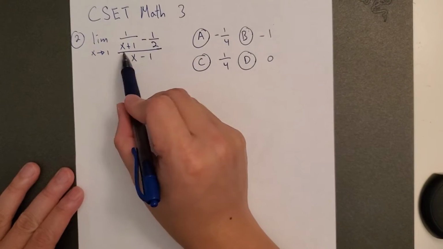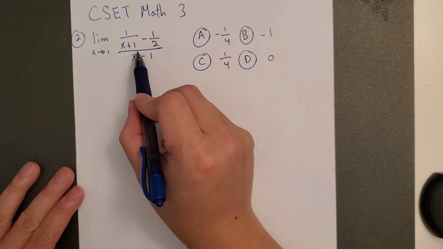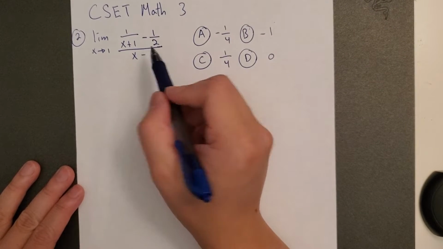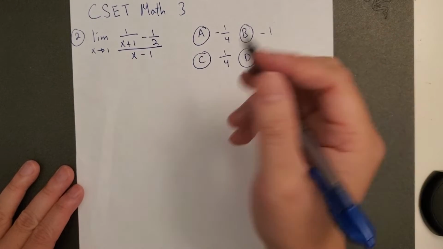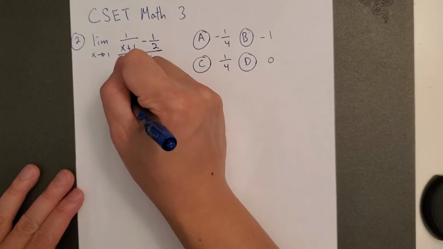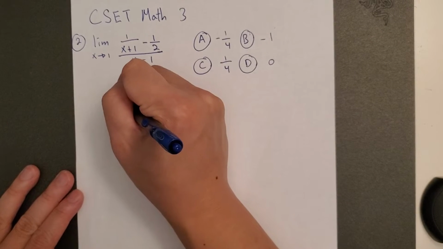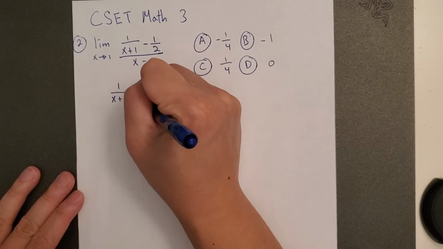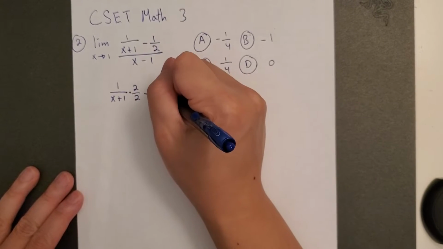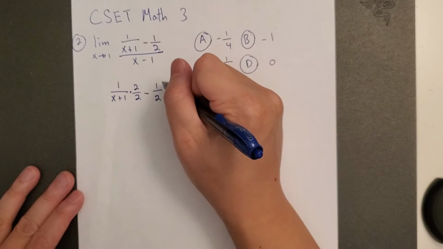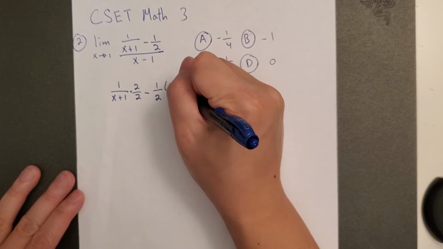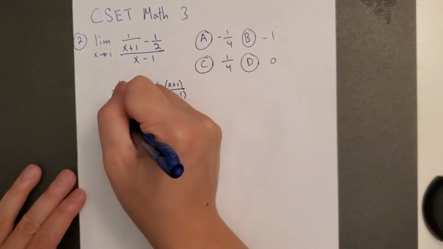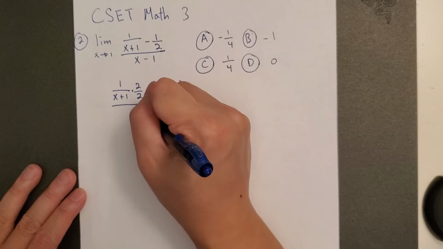With these type of problems, all you really have to do is just find a common denominator, and most likely it will cancel things out and it will give you one of the answers that you're looking for. So let's get started. So I see that this is 1 over x plus 1, so we're going to multiply by a 2 over 2, so we can get a common denominator. So here we have 1 over 2, and we're going to multiply it by x plus 1 all over x plus 1. And we'll leave the denominator alone for now.